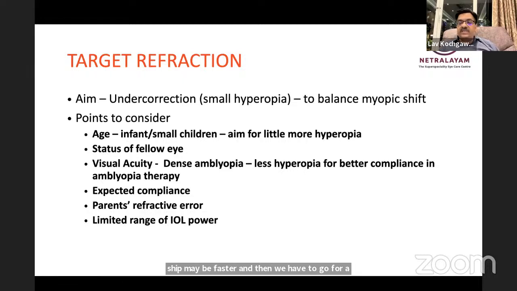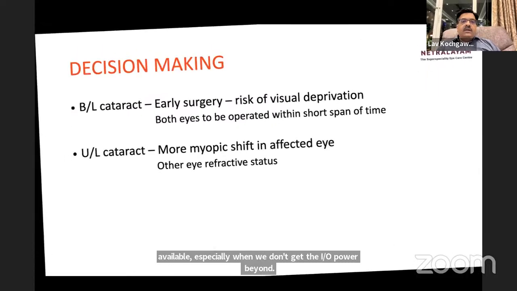Status of the fellow eye, especially if it is a unilateral cataract, we may have to balance with the refractive status of the other eye, and also with the expected compliance with spectacles. Parents' refractive error will give us an idea about the future myopic shift in the children. And if it is extremes of power, what I generally do is limit myself to the IOL power that is available, and especially we don't get IOL power beyond 30 diopters generally.